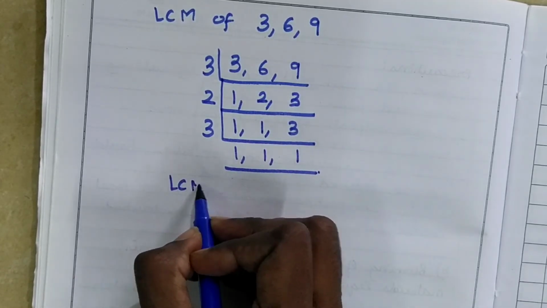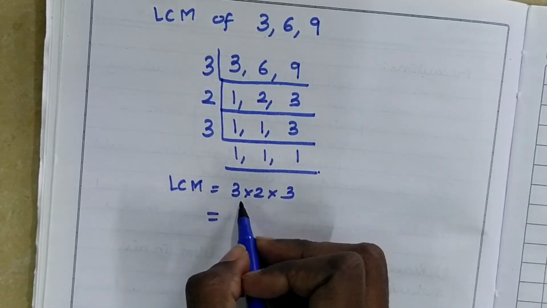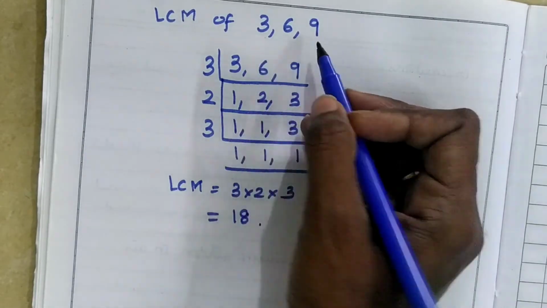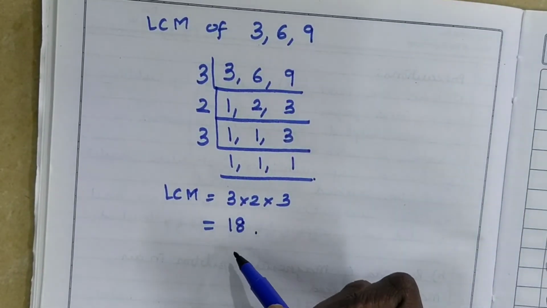So now LCM is equal to 3 into 2 into 3. That means 3 2s are 6, 6 3s are 18. So in the 3 table 18 will come. That is the lowest also.